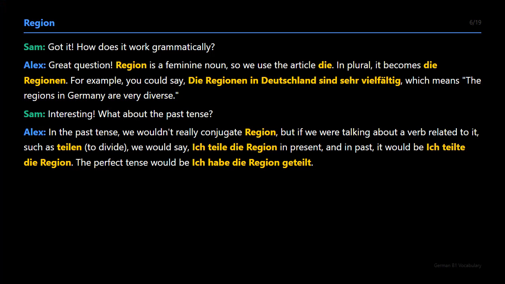Interesting. What about the past tense? In the past tense, we wouldn't really conjugate Region. But if we were talking about a verb related to it, such as teilen, to divide, we would say, Ich teile die Region. In present and in past, it would be Ich teilte die Region. The perfect tense would be Ich habe die Region geteilt.